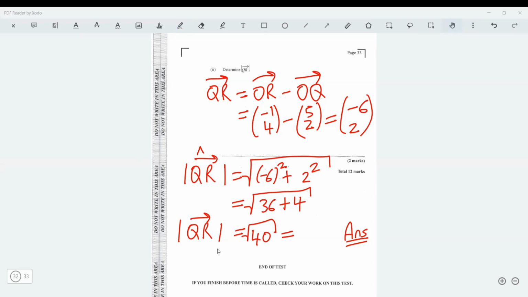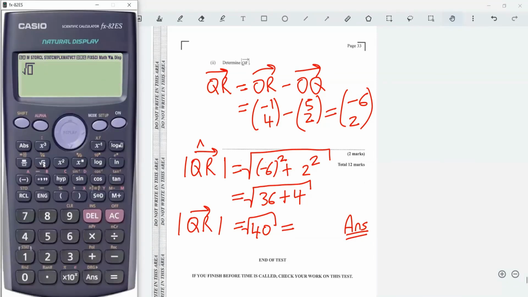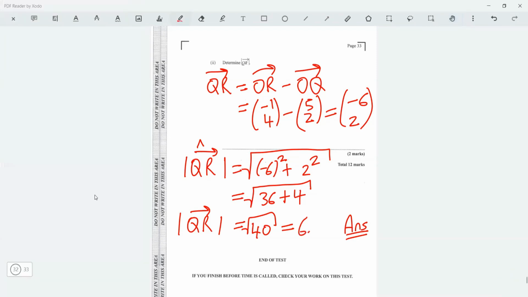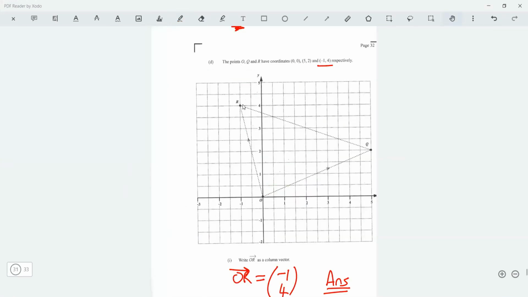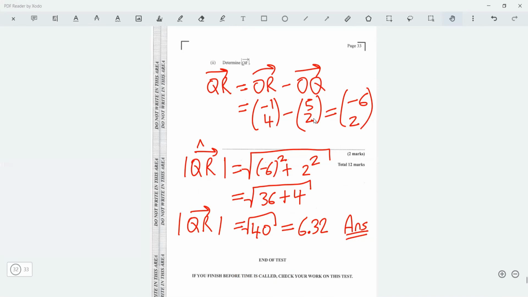Put the square root of 40 into a calculator. See it there? The square root of 40 is 2 root 10. And some people might say 6.32. So that's the length of vector QR. If you go back around here, this length right here is 6.32 units. Nice. So that is it.